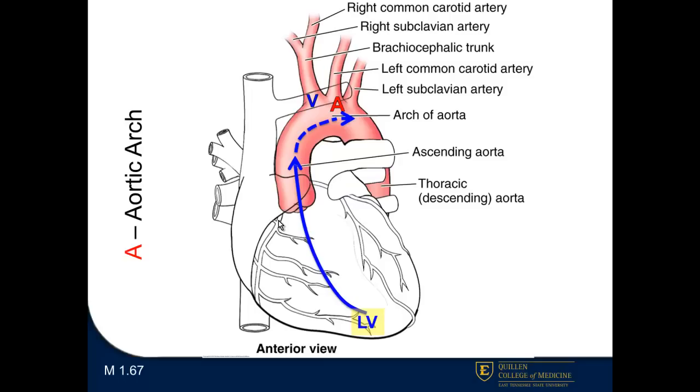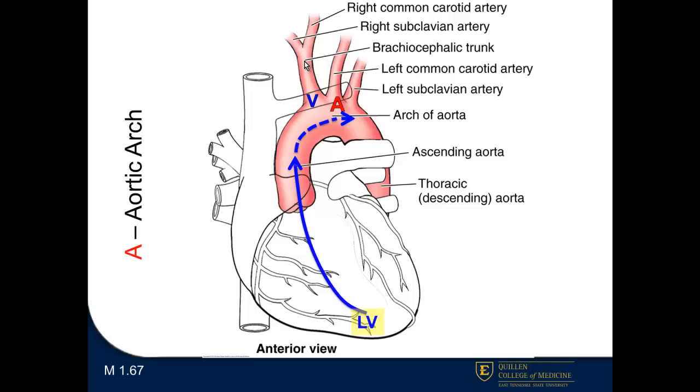Then the arch begins, and we have our three main branches. Medial to lateral, you can see those labeled. First, the brachiocephalic trunk. As we move laterally, then we have the left common carotid artery as the second branch, and the left subclavian artery as the third branch. Notice the right common carotid and right subclavian arteries have a common origin off of that brachiocephalic trunk, while the left common carotid and left subclavian have independent origins of their own directly off the arch of the aorta.